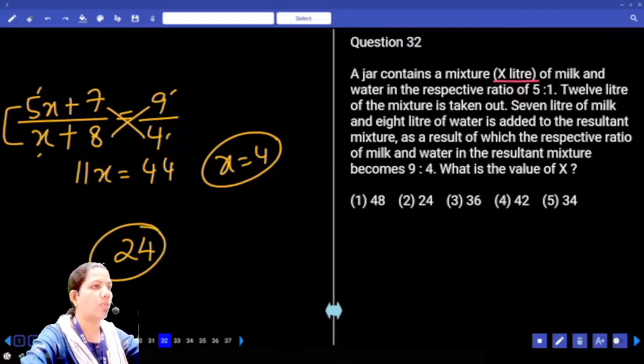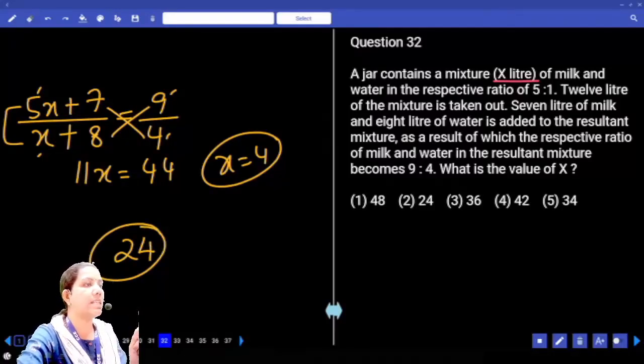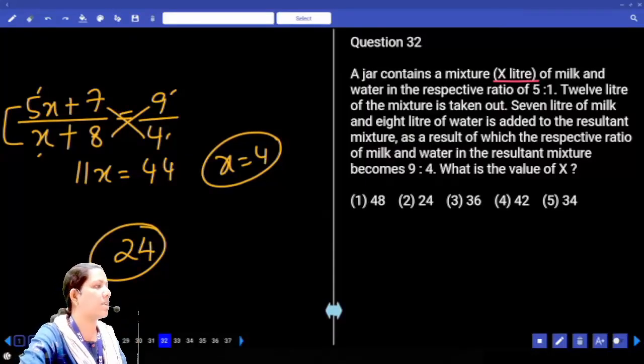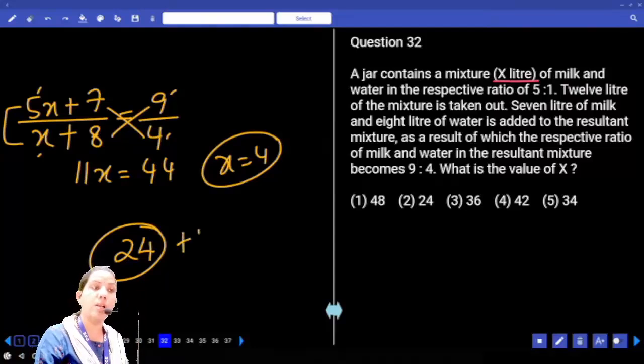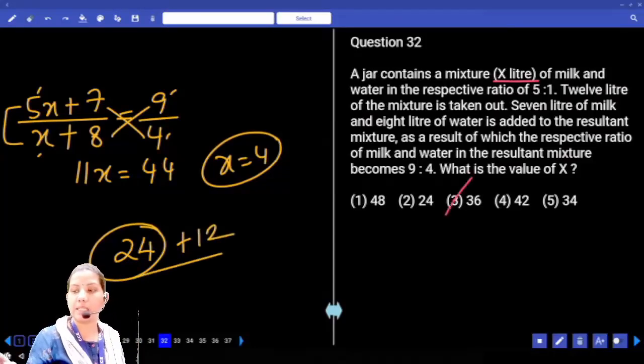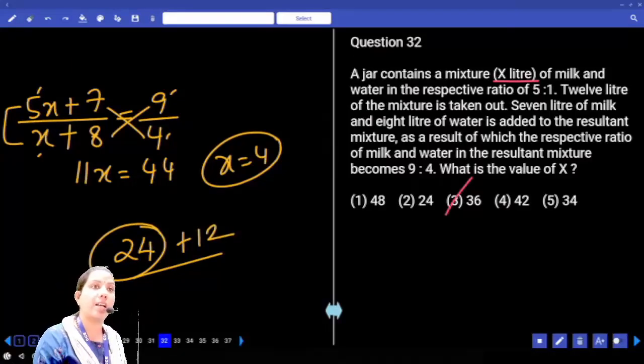No. 24 liters is the mixture quantity after 12 liters of the mixture was drawn. 12 liters of mixture was drawn, and again the milk and the water are in the ratio 5:1. So the answer is 24 plus 12. So the answer is 36, third option.